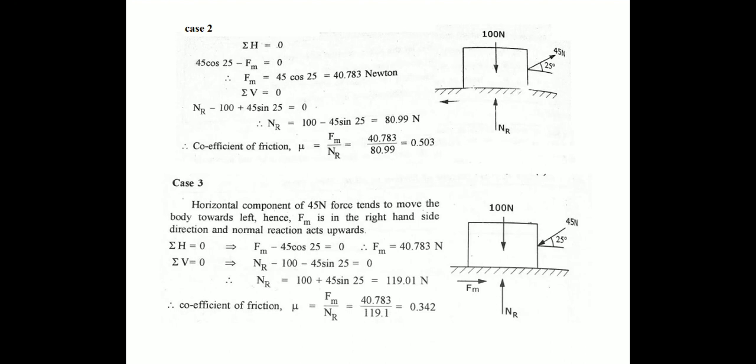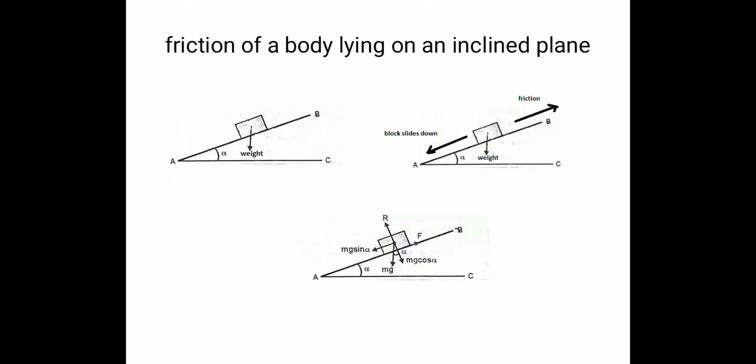So the object is pulled in this direction. So this object is balanced by the frictional force. Now apply the equilibrium condition, that is sigma H is equal to 0, sigma V is equal to 0, and we know the mathematical relation mu is equal to Fm by Nr. By substituting the values, we can find the coefficient of friction as 0.342.